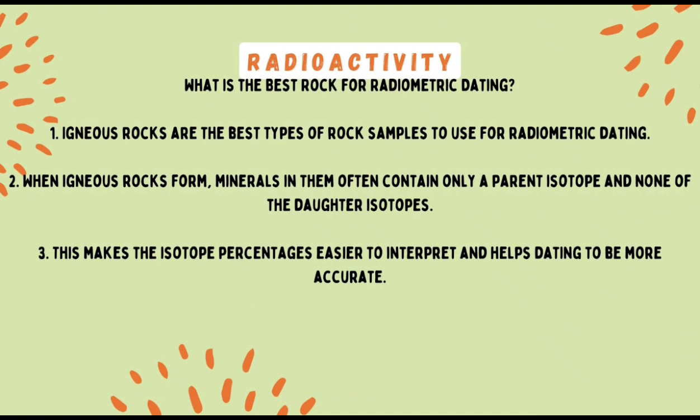What is the best rock for radiometric dating? One, igneous rocks are the best type of rock samples to use for radiometric dating. Two, when igneous rock forms, the minerals often contain only a parent isotope and none of the daughter isotopes. Three, this makes the isotope percentage easier to interpret and helps dating to be more accurate.